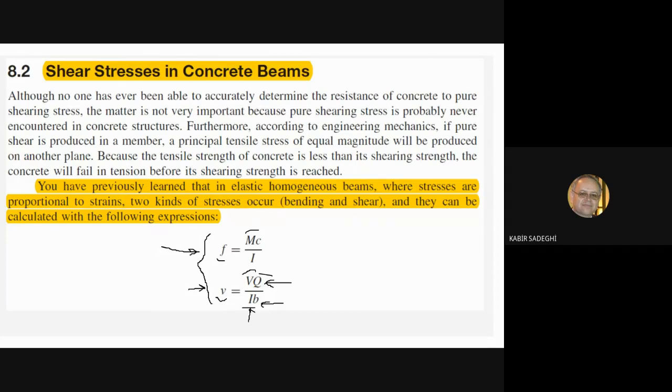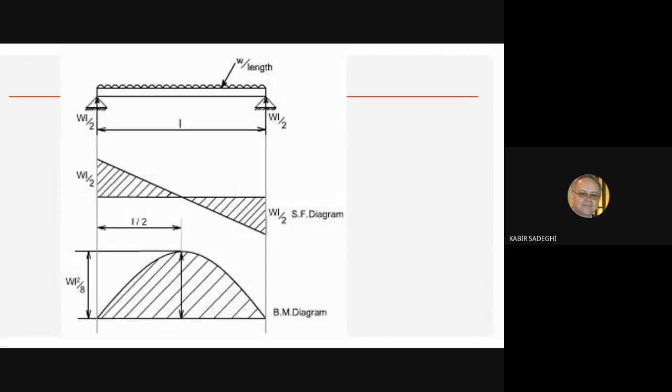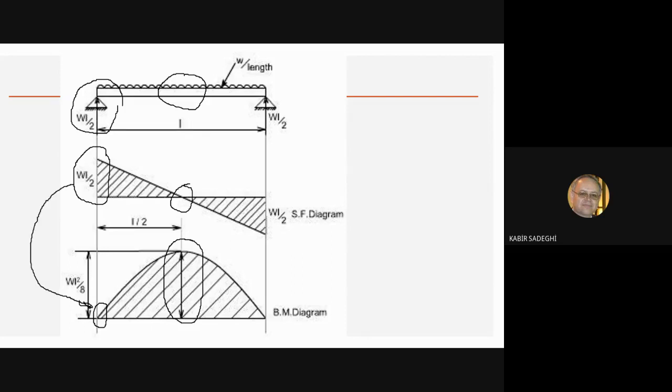Okay, let's see. If you have a simple beam, you see that for design of the reinforcement, the maximum moment was at the middle of the span, but shear there is zero. It's lucky that the maximum shear and moment are not in one place. Inversely, at support, we have maximum shear, but the moment is zero. Very nice. Now they are different. One is zero, the other is maximum.